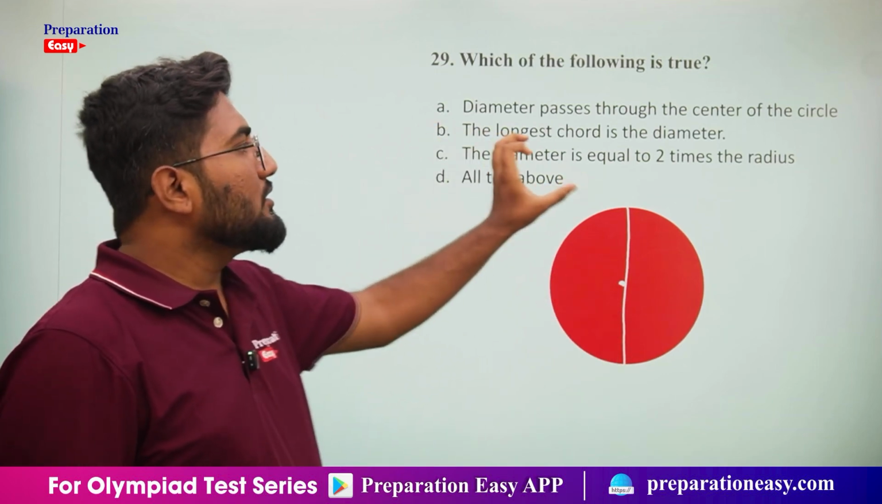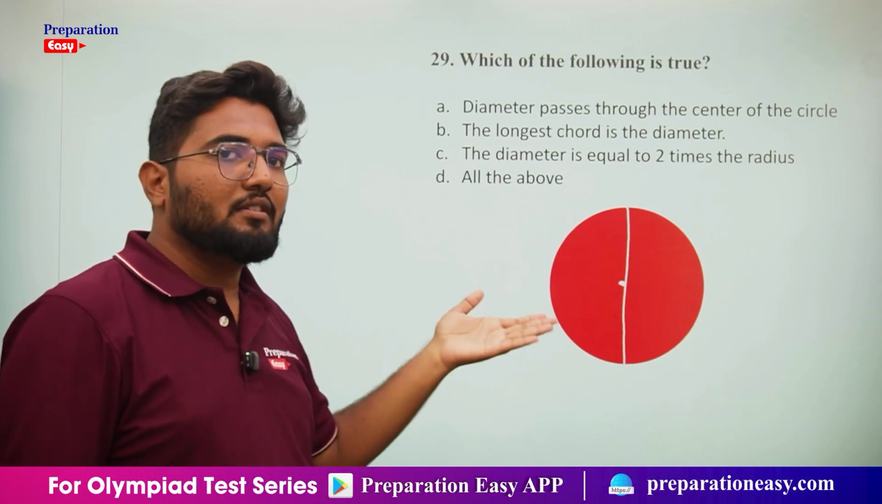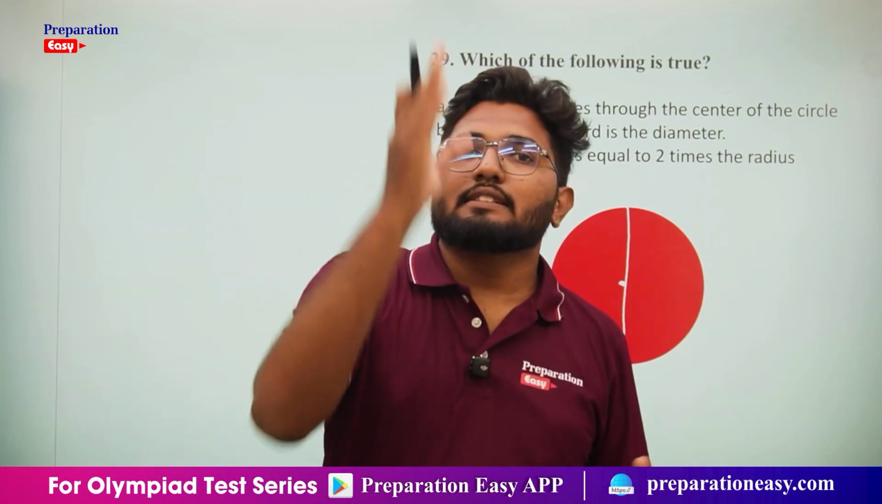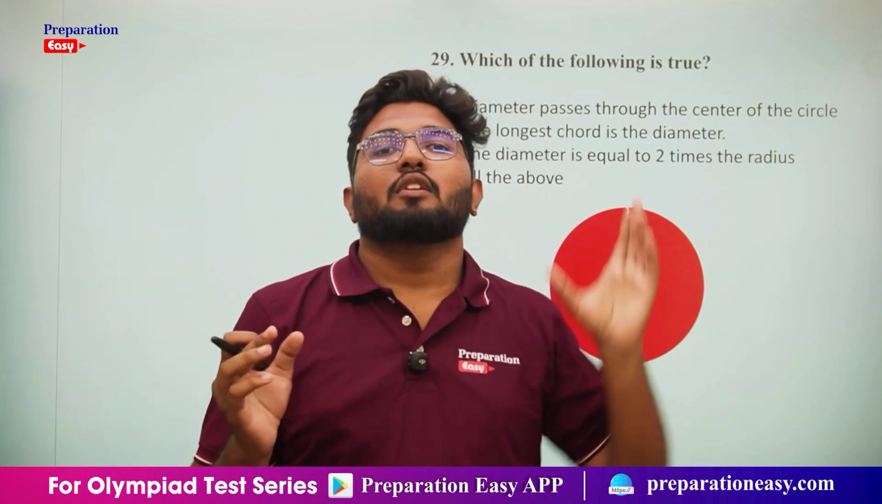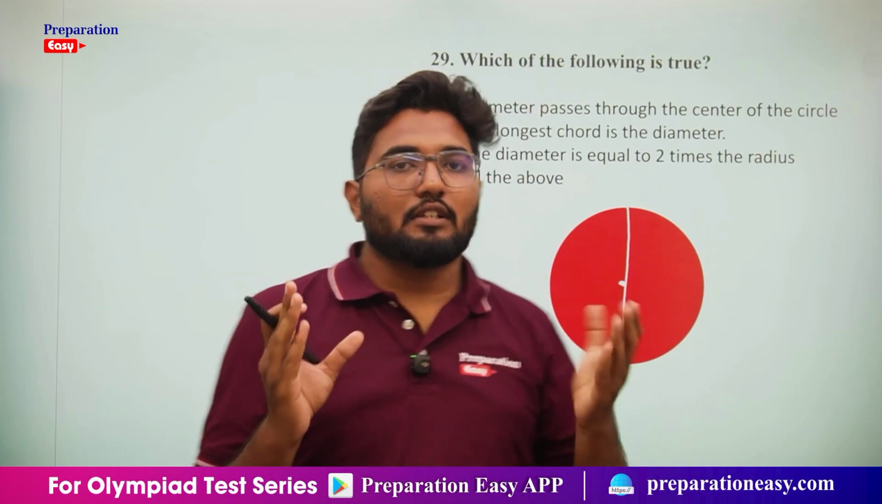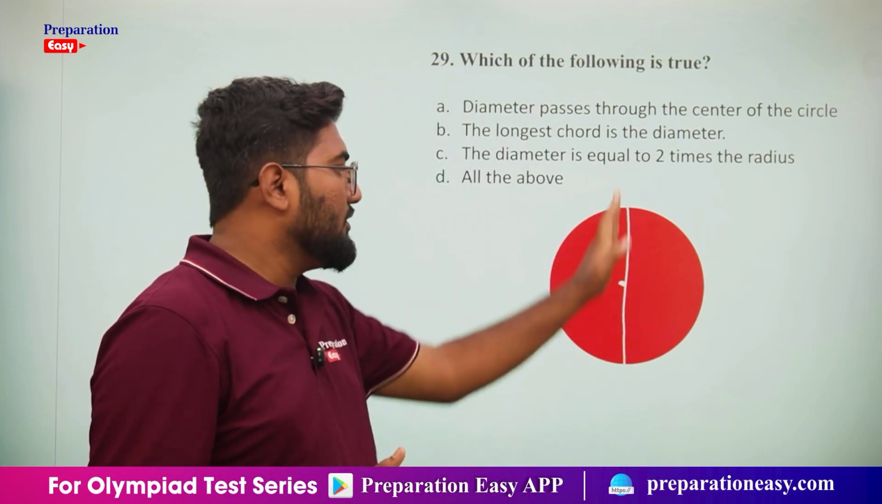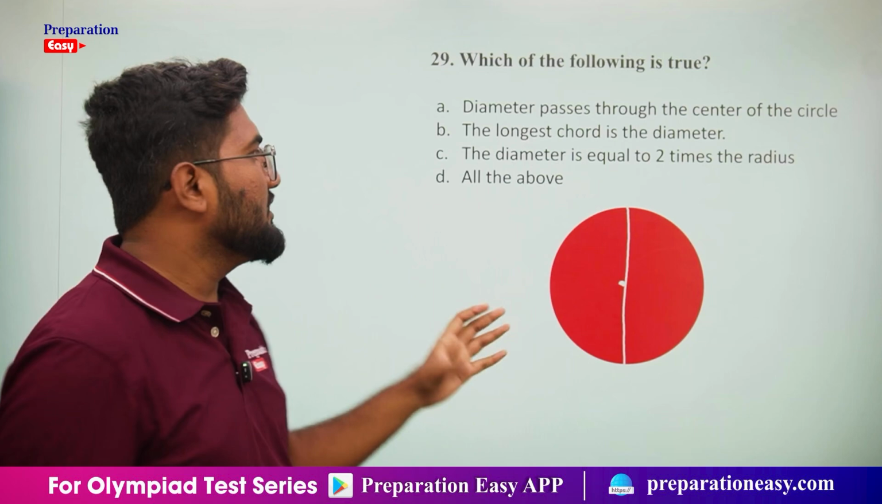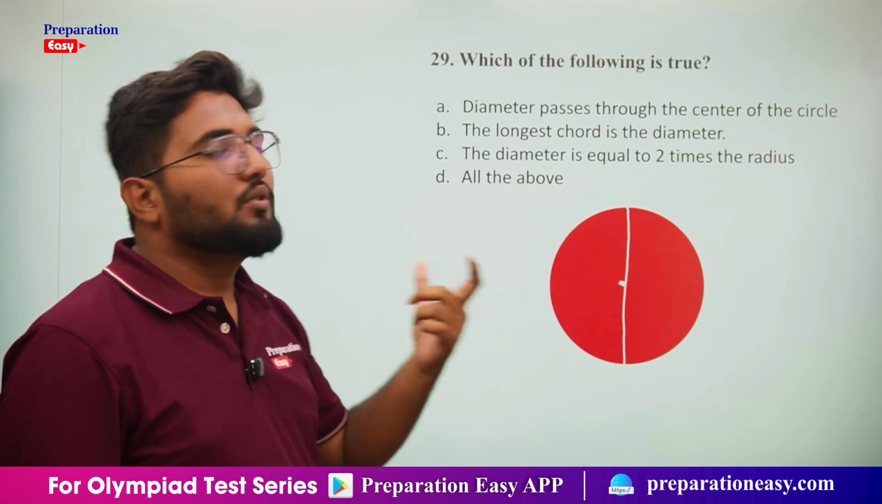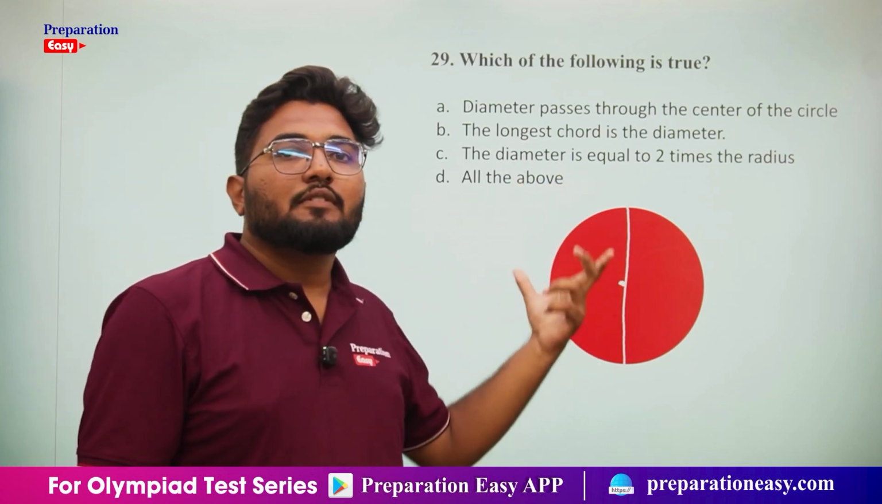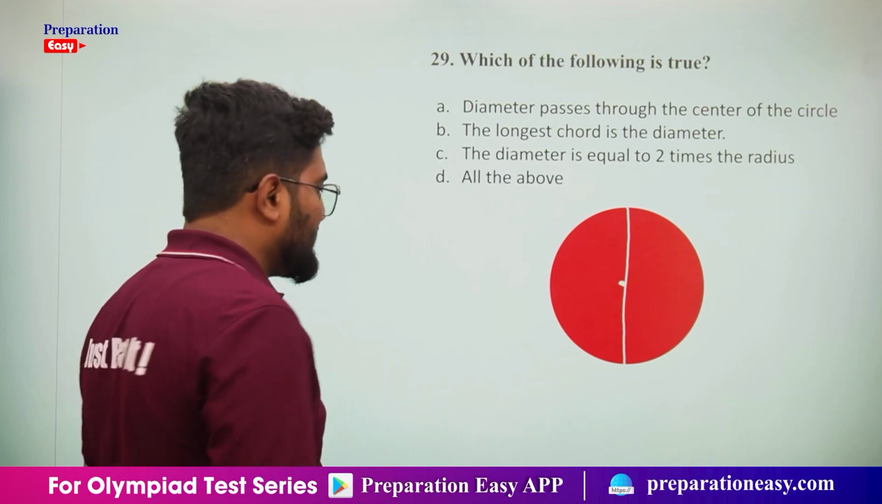The longest chord is diameter. Yes, because the longest chord of any circle is the diameter. Then the diameter is equal to 2 times the radius. Diameter is equal to 2 times the radius. Yes, what is the radius?